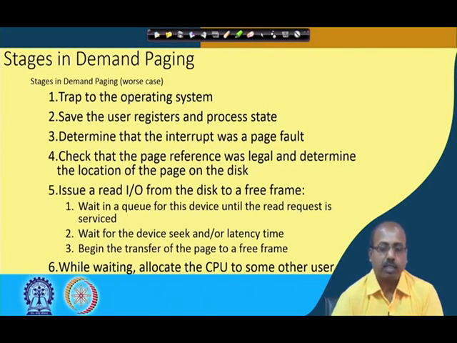In the process, the process that was executing cannot proceed anymore. It will wait in a queue for this device until the read request is serviced, and as we know, this data transfer is done by means of a direct memory access controller, the DMA controller. The process cannot proceed further; it has to wait till the read request has been serviced. It waits for the device seek and latency time, because the disk head has to go to the proper sector address, which requires some seek time and some latency time.